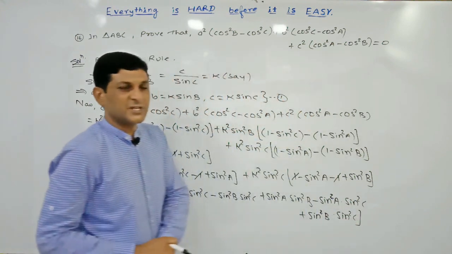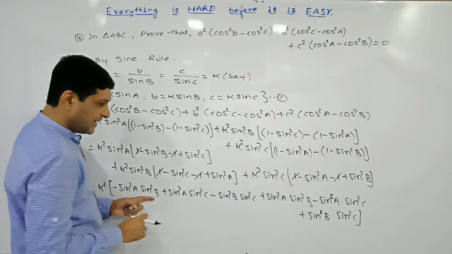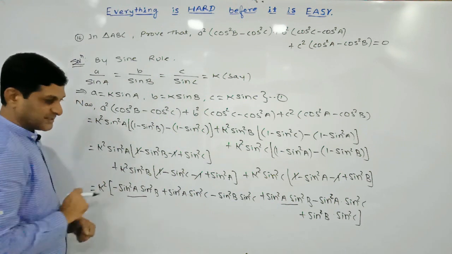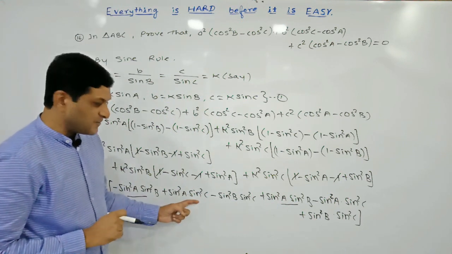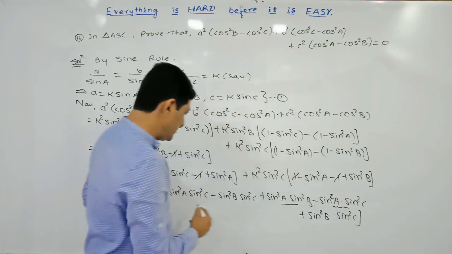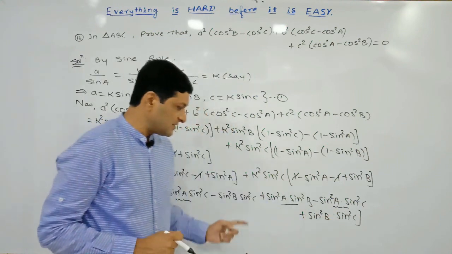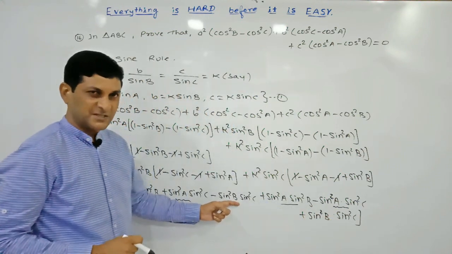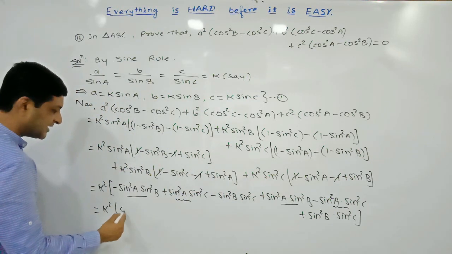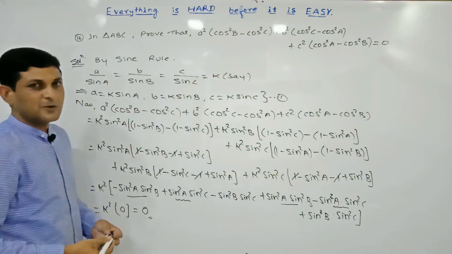Okay, so now let us check which terms will get cancelled. This minus sine square a into sine square b and plus sine square a into sine square b, these 2 terms will get cancelled. Again, plus sine square a into sine square c and minus sine square a into sine square c, these 2 terms will get cancelled. And lastly, plus sine square b into sine square c and minus sine square b into sine square c will get cancelled. After cancelling all the terms, we will get 0, and 0 into any term will be equal to 0, and that is our required result here.